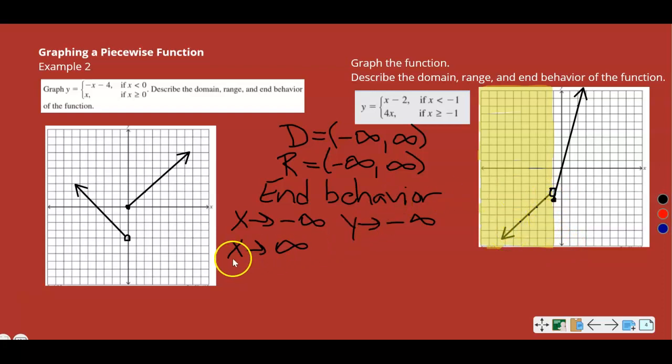All right, the next one says, what is f of x as x approaches infinity? So as x goes to the right towards the positive numbers, what is y doing? It's going up. So y is going towards infinity.